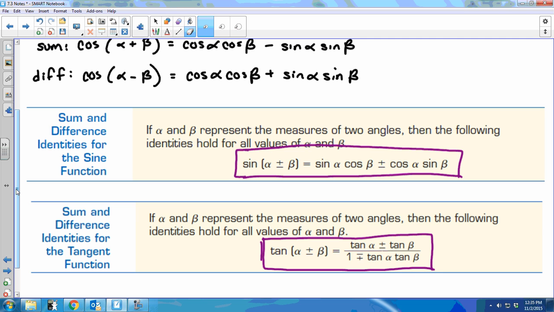For tangent, if you're adding, you have tangent of A plus B, and then the numerator is tangent of A plus tangent of B, and the denominator is 1 minus the tangent of A times tangent of B. Then use X and Y. I told you that already. You don't have to use A and B or alpha or beta. You can use X and Y. It's just two variables. It represents two different angles. Use whatever letters you want to. Does everyone have the identities written down?